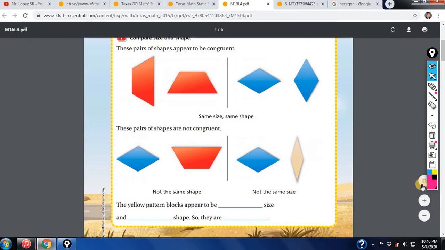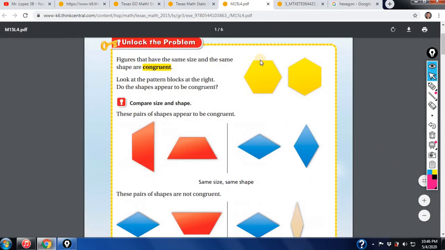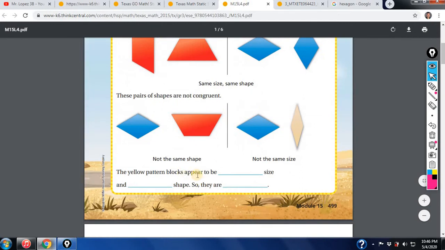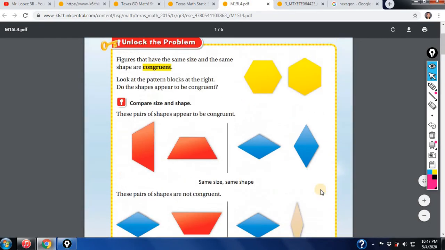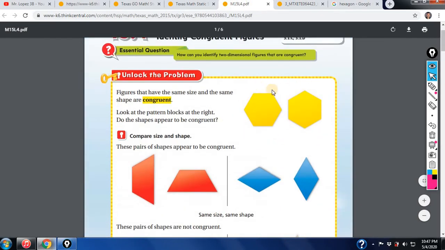So if we look at the yellow pattern blocks here, they appear to be the same size and the same shape. So they are congruent. Yes, congruent. Too, they appear to be the same size and the same shape. So these shapes are congruent.